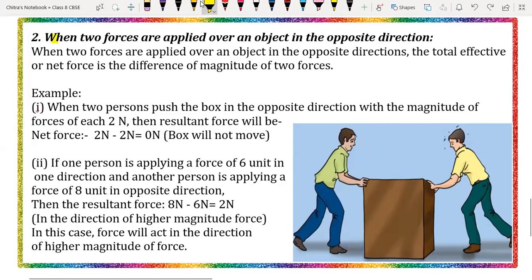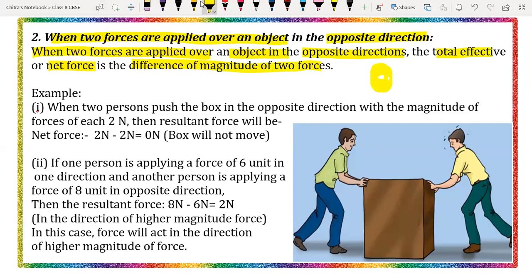When two forces are applied over an object from the opposite directions, the total effective force, or net force, is the difference of the magnitudes of the two forces. Suppose here we have one object.